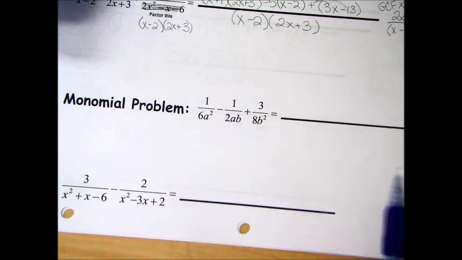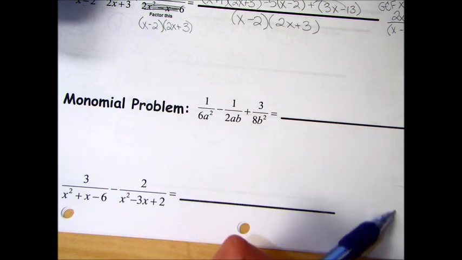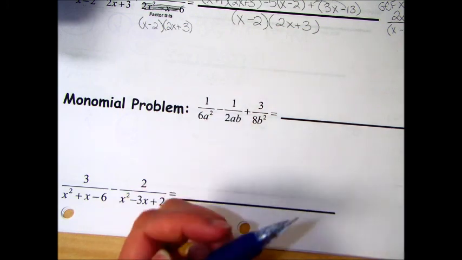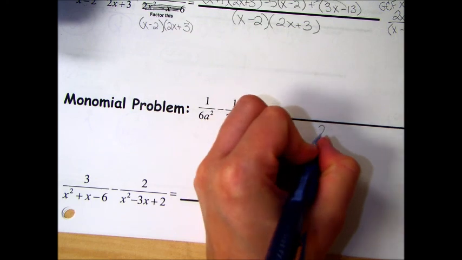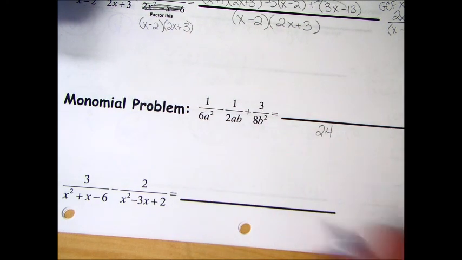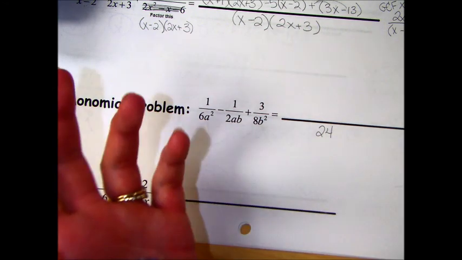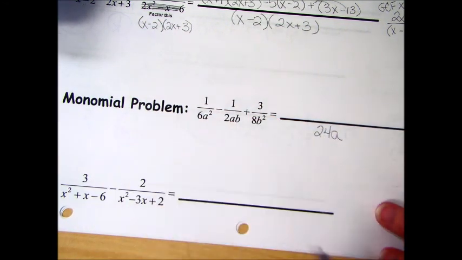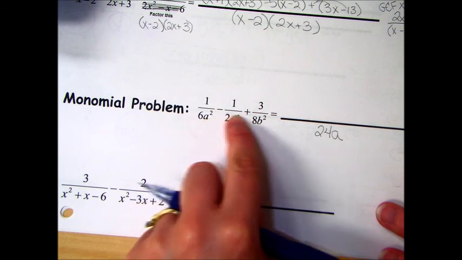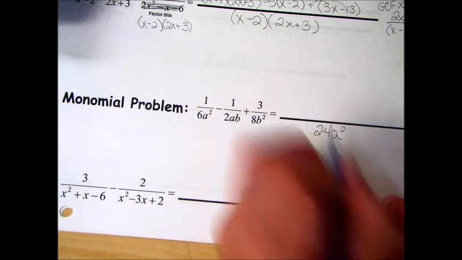No, because 6 doesn't go into it. Can I bring over a 16? No, because 6 doesn't go into it. Can I bring over a 24? There we go. We can bring over a 24 because 6, 2, and 8 all go into 24. Now for the a's. You need to bring over like the biggest one. So I see an a squared, bring that one over.